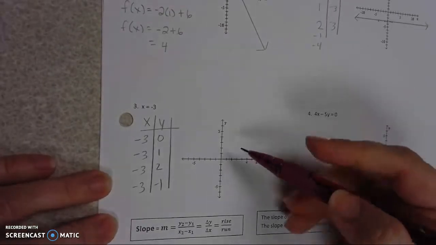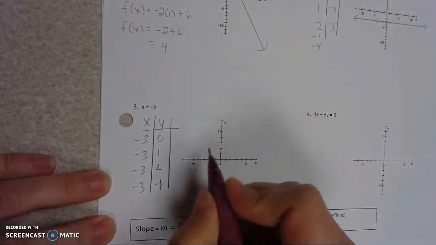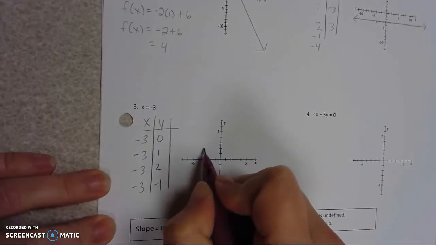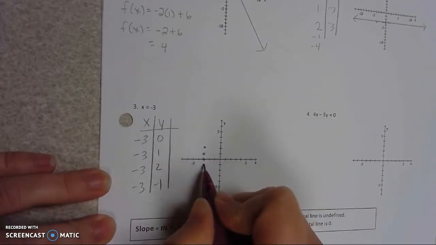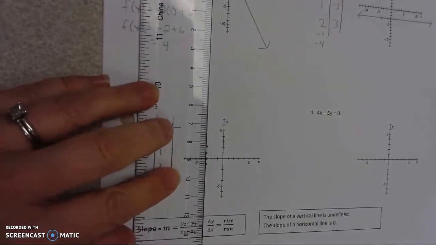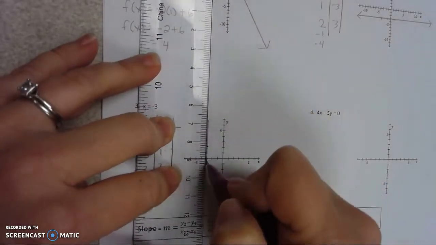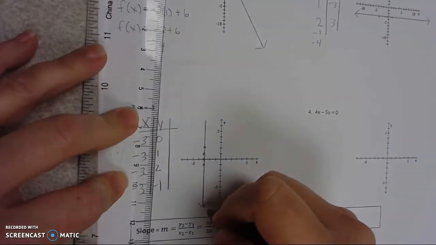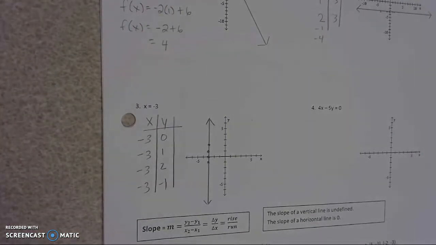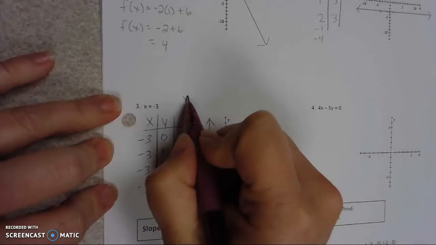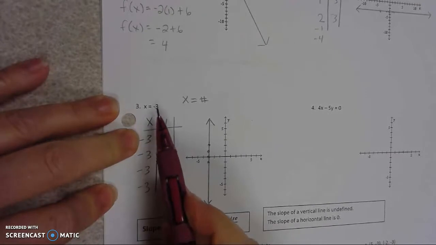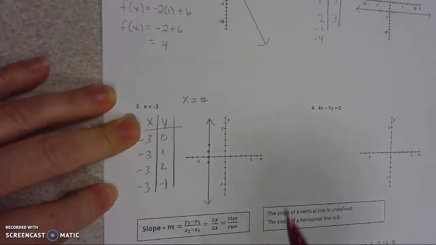And so if I were to graph that, I would go left 3 and none up or down, left 3 up 1, left 3 up 2, or I could go left 3 down 1. Alright, and then when I graph that, you should start to see the points are lining up to form a vertical line. Anytime you see just x equals a number, I know I can go to that number on the x-axis and draw a vertical line.